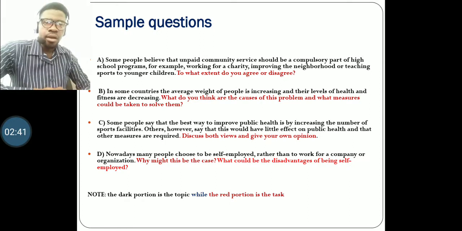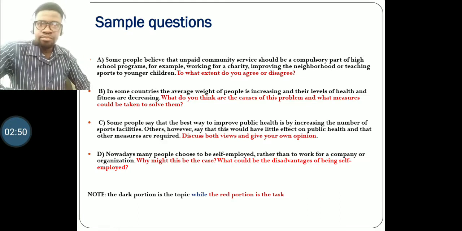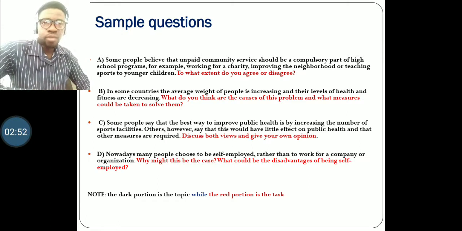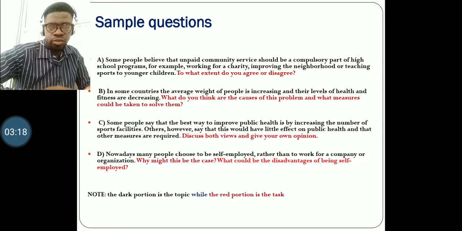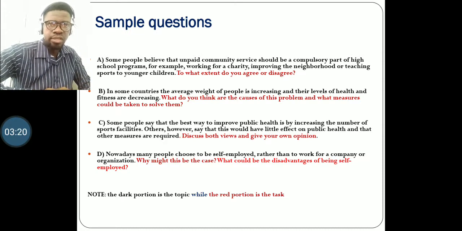Okay, we have a couple of examples here. You can see from the sample question here, A, B, C, D. Question A is saying, to what extent do you agree or disagree? So that portion in red is the question task, and it is asking you to what extent do you agree or disagree. And this is a typical opinion question. What is your position? What is your take on this? And what is that topic?